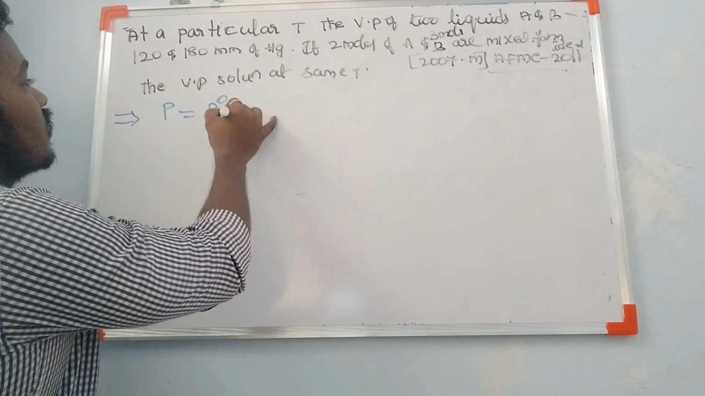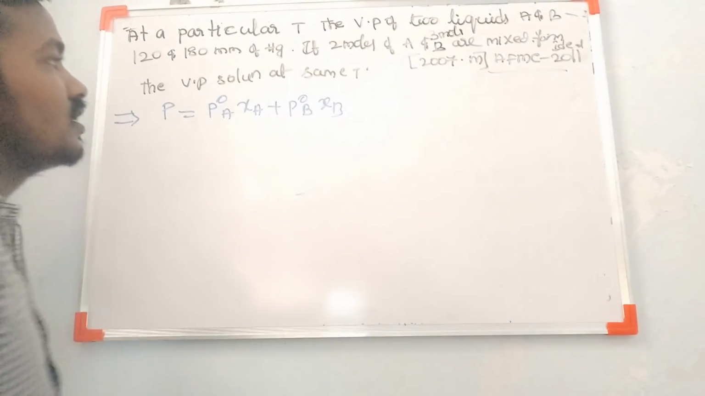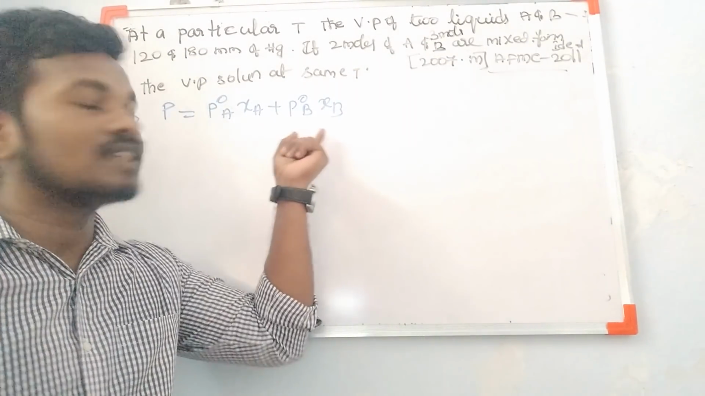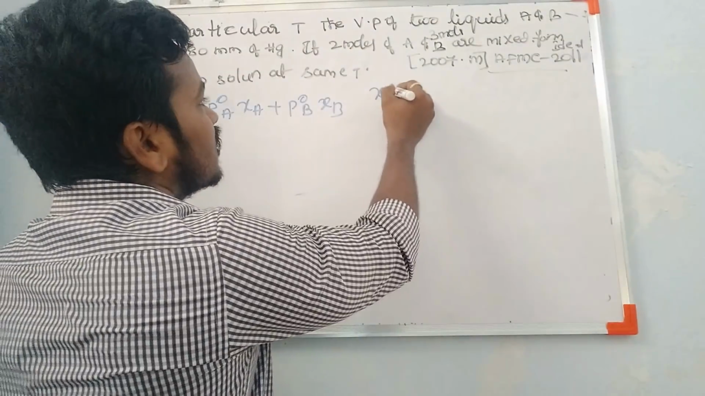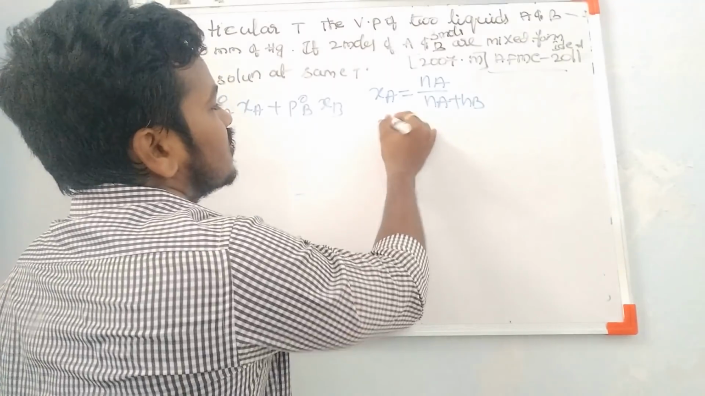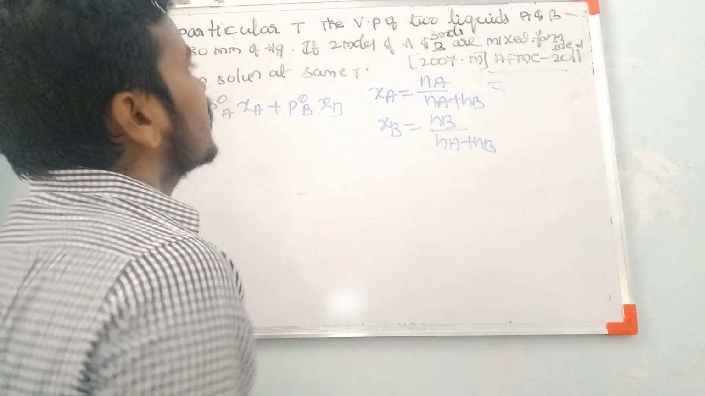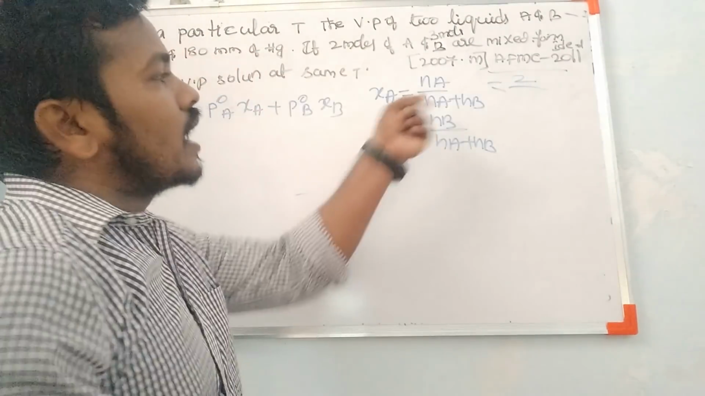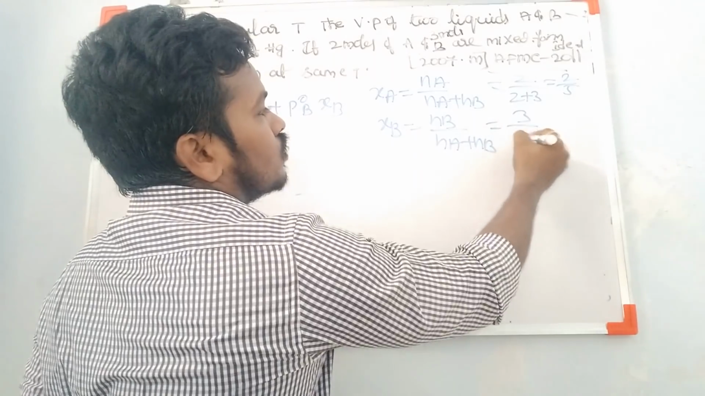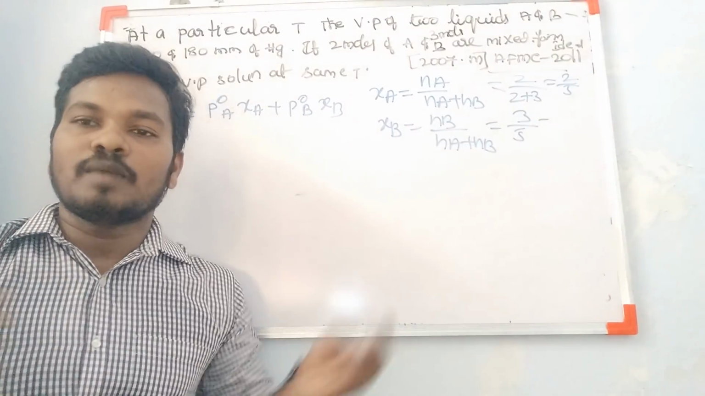In general, P is P naught A zeta A plus P naught B zeta B. Very easy, because they have given the moles. We know how to calculate the mole fraction. XA is equal to NA by NA plus NB, and XB is equal to NB by NA plus NB. NA is 2 moles, NA plus NB is 2 moles plus 3 moles, so XA is 2 by 5 and XB is 3 by 5. Just substitute and we will get the answer. It looks like a big question, but the answer is very simple.